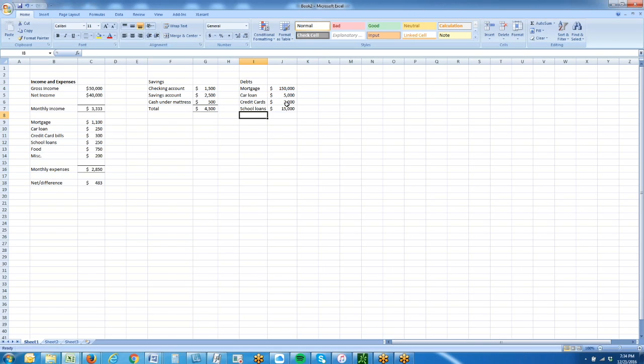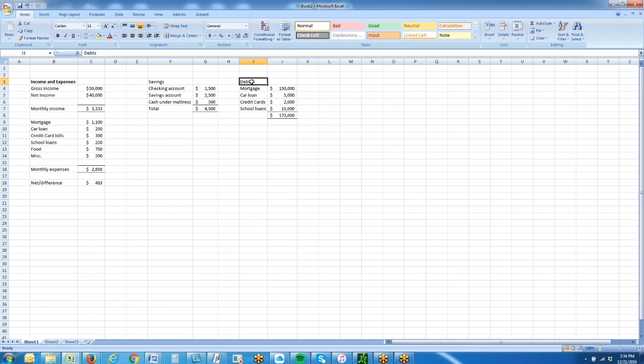And then, so here are the four main things. And you can see these are the monthly payments for these items. And over here, these are the cumulative, or the payoff amounts. These are your debts. And so we'll add these up. And so the debt is $172,000.